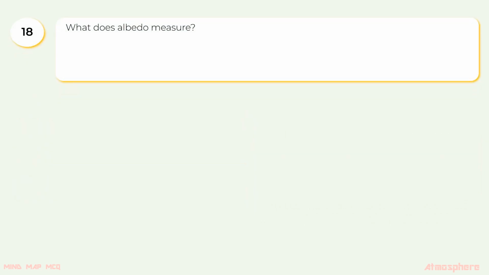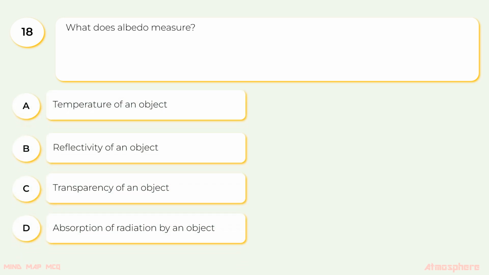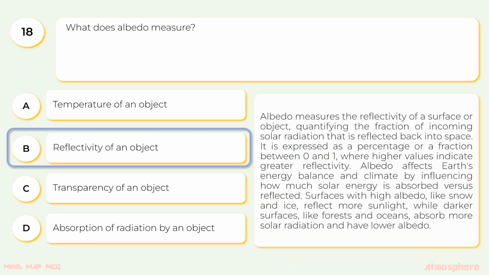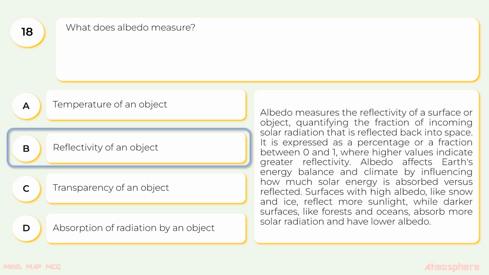18. What does albedo measure? A. Temperature of an object. B. Reflectivity of an object. C. Transparency of an object. D. Absorption of radiation by an object. The correct option is B. Reflectivity of an object. Albedo measures the reflectivity of a surface or object, quantifying the fraction of incoming solar radiation that is reflected back into space.